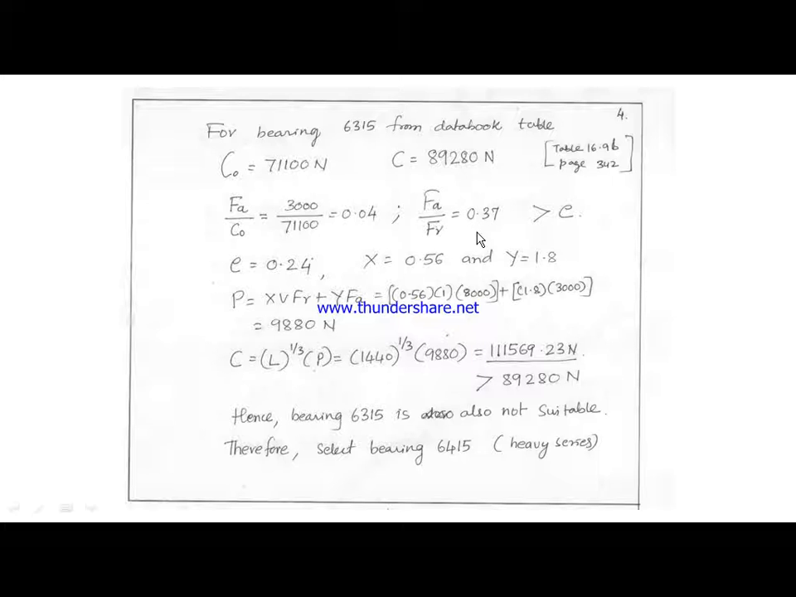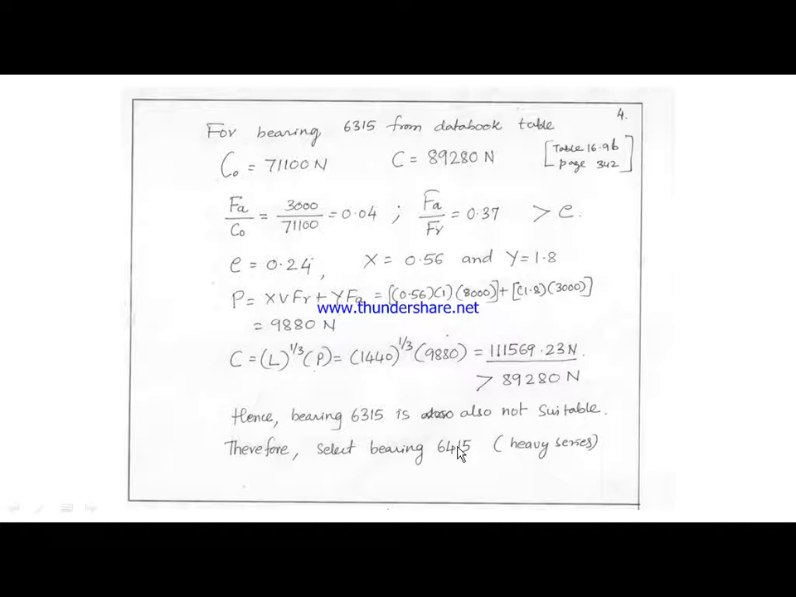For this condition, Fa by Fr greater than e, get the value of X and Y for Fa by C naught equal to 0.04. So you will get X equal to 0.56 and Y equal to 1.8. Using these values of X and Y, calculate the equivalent load P. It is 9880 Newton. Then calculate the dynamic capacity, which is found to be 111,569.23 Newton. Again, this is greater than the table rating, which is 89,280 Newton. Hence, bearing 6315 is also not suitable.